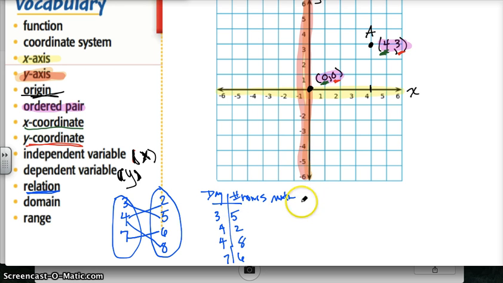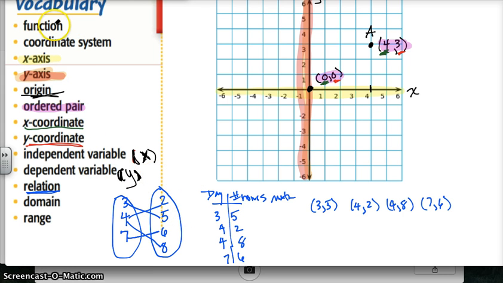I could also show a relation as ordered pairs. So ordered pair 3, 5, 4, 2, 4, 8, and another one 7, 6. So this is 3 different ways to represent a relation, and hopefully you're thinking, well, you could plot those points, and indeed I could. And so there are 4 different ways to represent a relation.